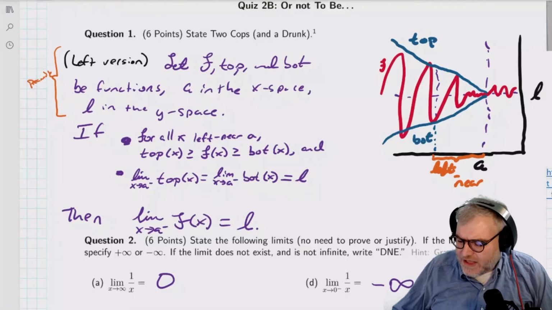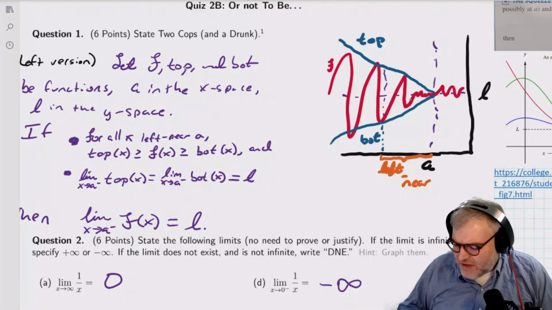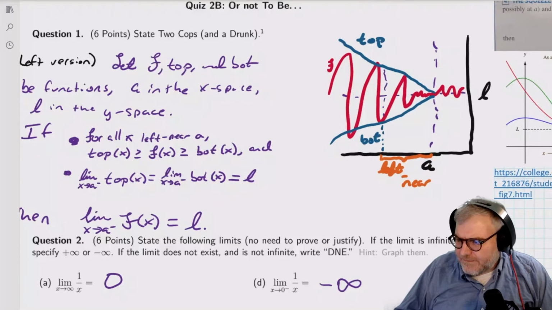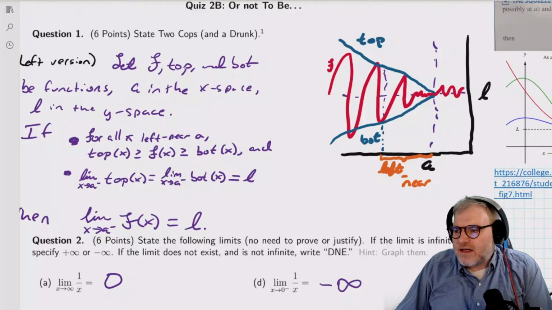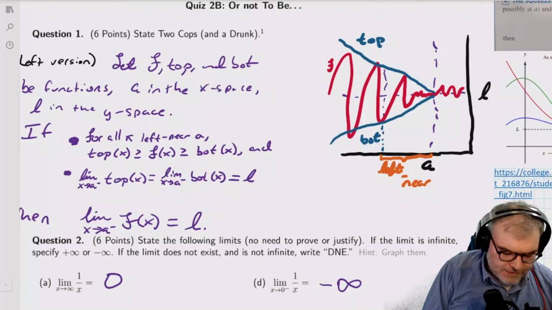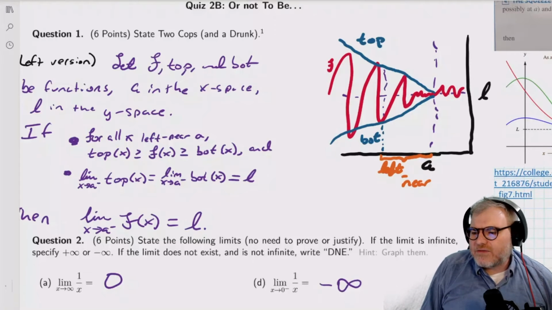And then, of course, there's the picture here, top here, bot here. I've got some function. I've got some area left near a so that top is on top, bot is on the bottom, and f is trapped between them. Okay. So how do we feel about this one, 1 to 5? Let's see, I gotta get this thing going here. Share, polling, multiple choice question 1, 1, 2, 3, 4, 5, start.